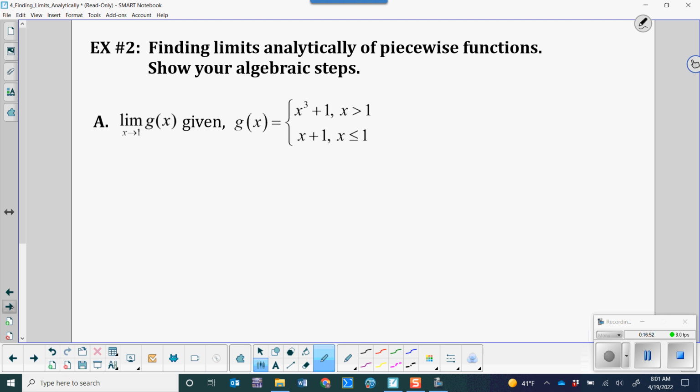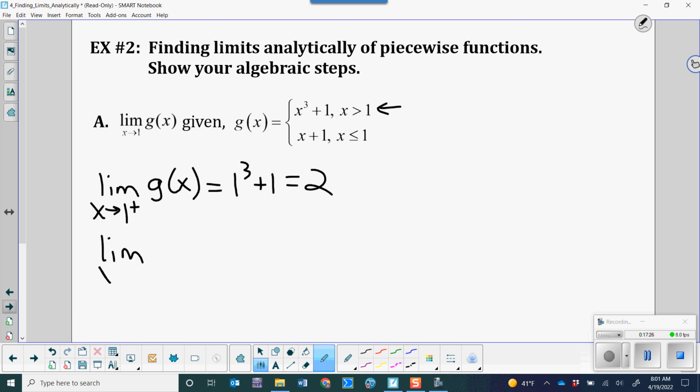So now we want to find the limit as x approaches 1. Well, we learned before that for the limit to exist, the limit from the right and the left must be the same. So I'm going to do the limit as x approaches 1 from the right of g of x. Well, which function am I on if I'm to the right of 1? Well, x is greater than 1, so that's to the right of 1. So I'm going to plug 1 into that part of it. That's 1 cubed plus 1, which is 2.